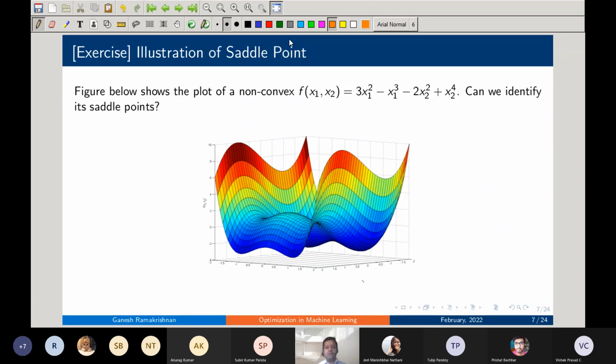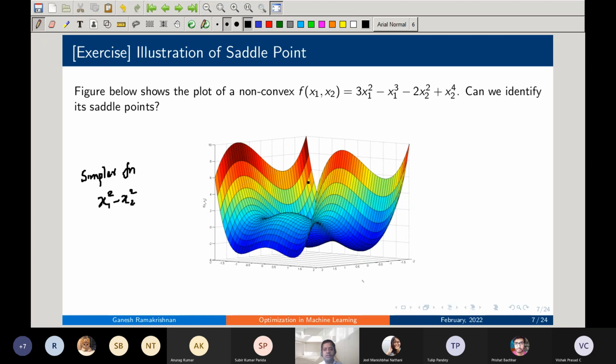Let's look at a function. Actually, you can think of a simpler function as well, x1 minus x2 square. This is slightly more complex. So x1 square minus x2 square, you'll find similar behavior. What happens in this case is that it seems to have some points which appear like a point sitting in a horse saddle.